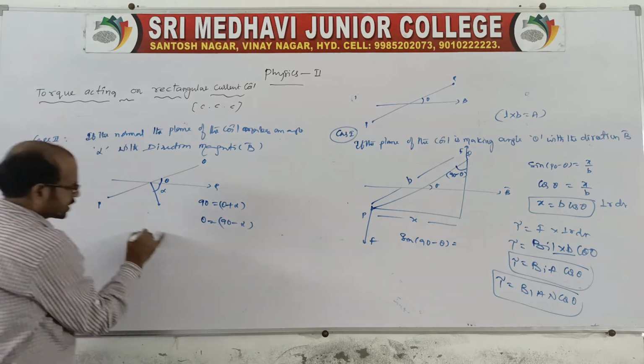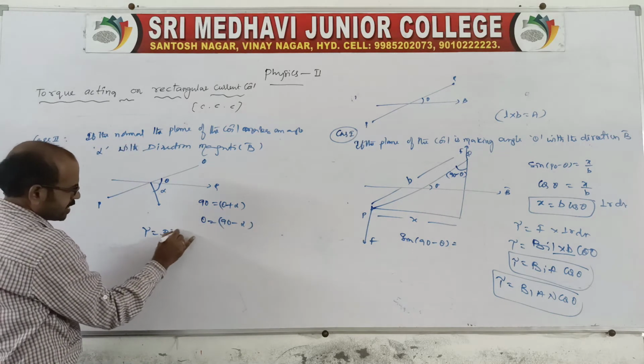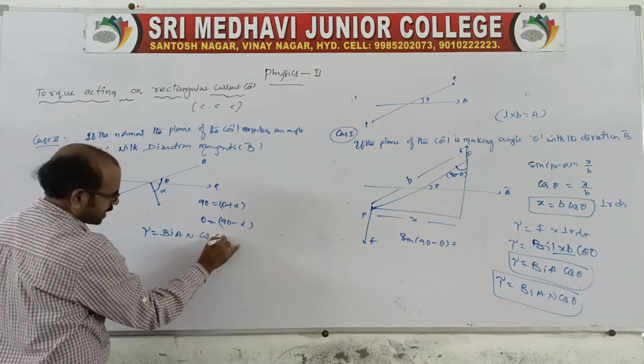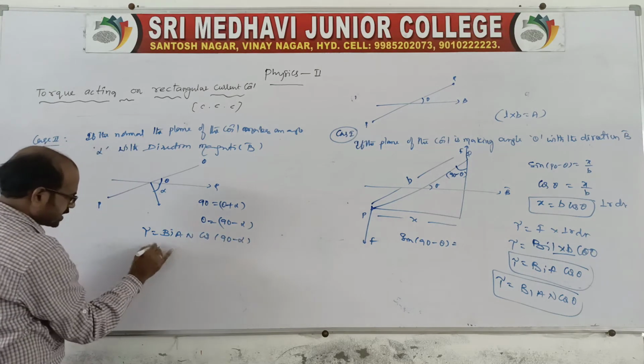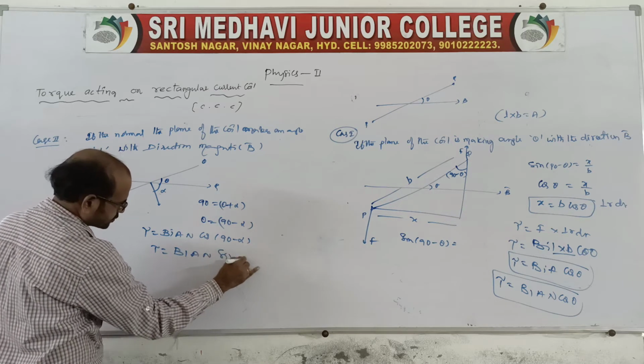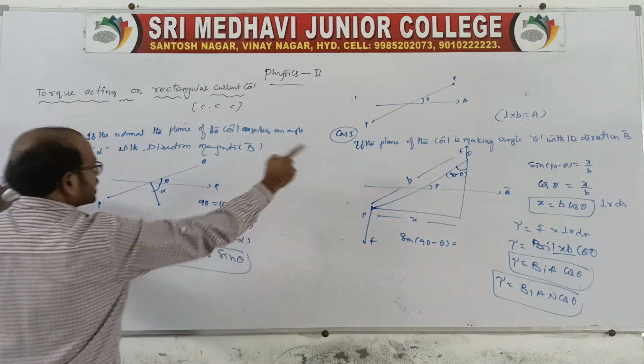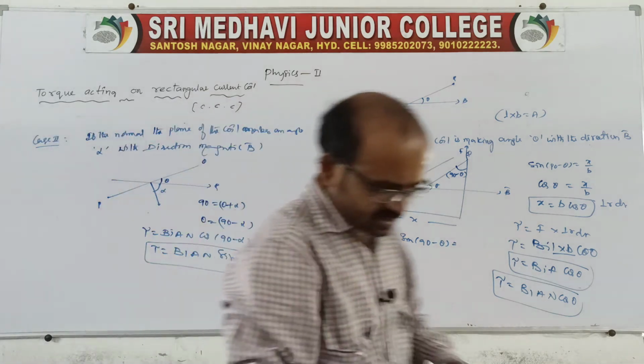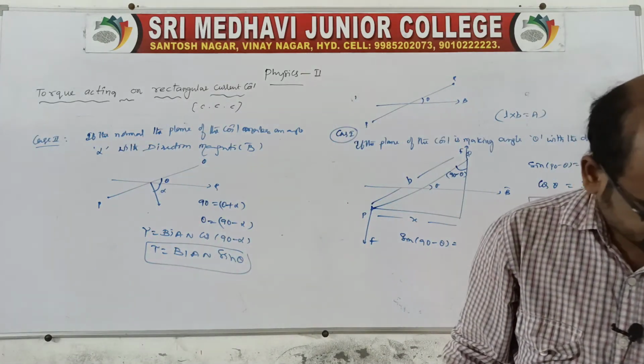But we know torque is equal to BIAN cos 90 minus alpha. Cos 90 minus alpha is nothing but sin alpha. See, these two comparisons, everyone concentrate. We should remember these two comparisons. See, look at here.